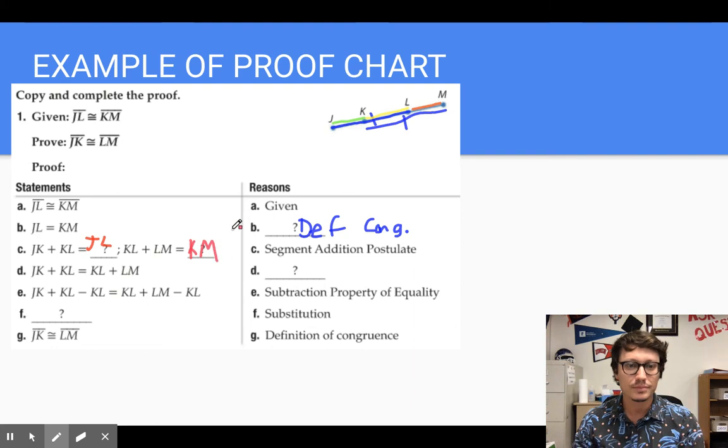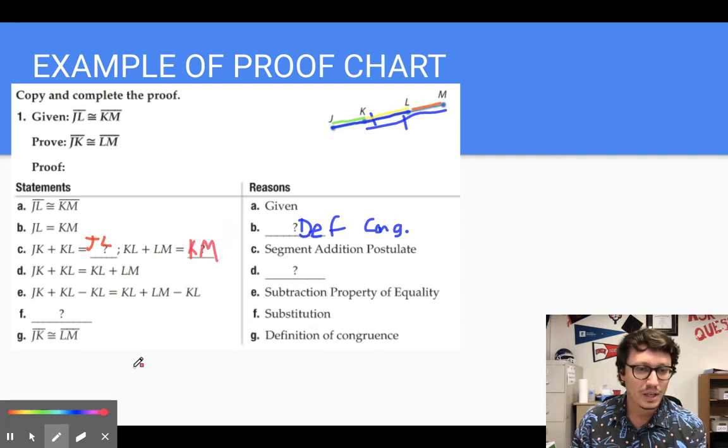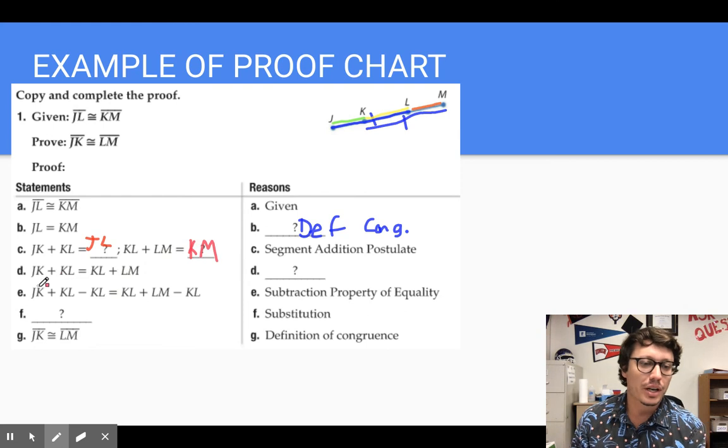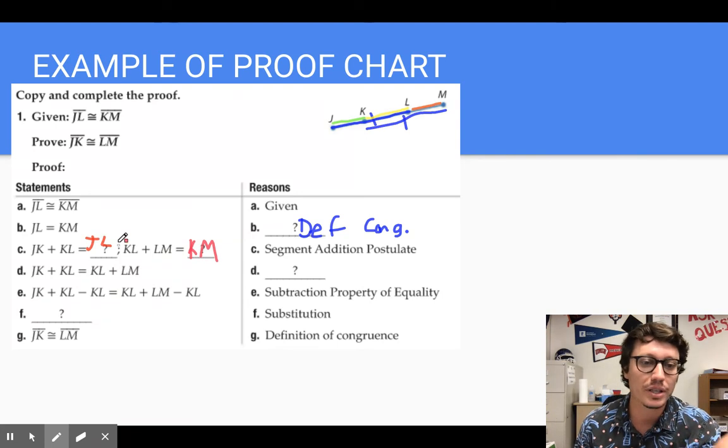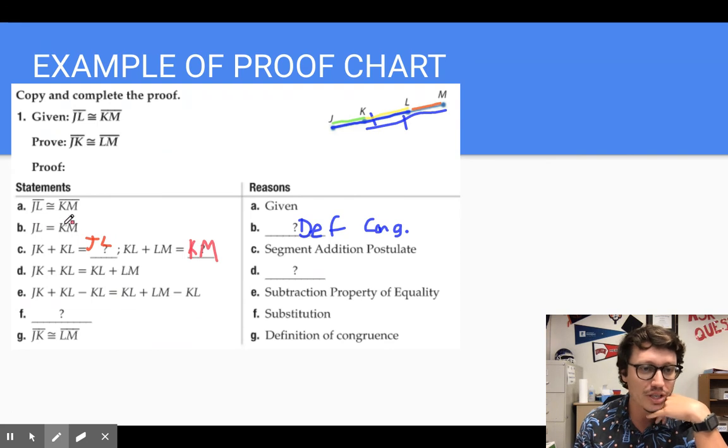KM. Okay. And now here in step D, we have now changed to JK plus KL is equal to KL plus LM. Okay, so notice, look at what I've written here in my terrible handwriting, JL and KM. Well, we just said that those are equal to each other up there. And if JL is equal to JK plus KL, I can then replace that with there, and then I can replace KM with KL plus LM. That is being replaced there. And if I'm replacing them, we know that I'm using the substitution property.